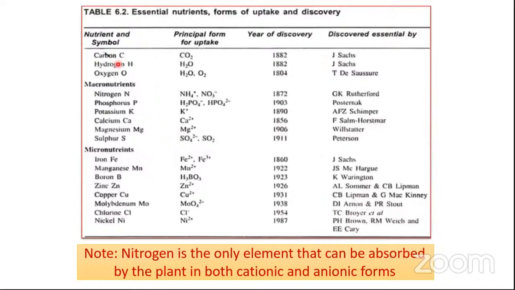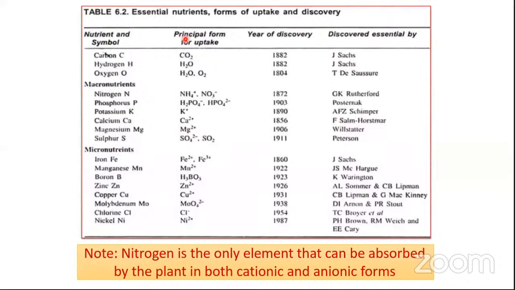We will see only a very few, students. Our important nutrients are N, P, K. Nitrogen was discovered by Rutherford, and there are other important persons too. Calcium is from Haberman, magnesium from Willstätter, and sulfur from Peterson. Like this, many scientists have contributed. This is the principal form, this is the year of discovery, and this is the year of essentiality. It is not practical to read all these names here. These are the scientists who discovered these particular nutrients.